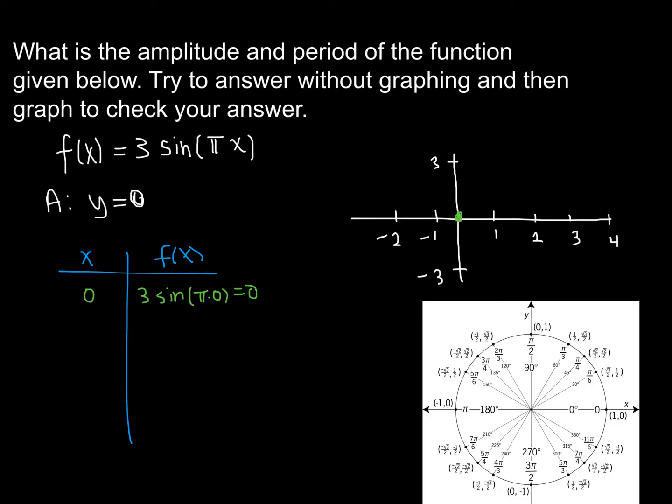All right, now let's move on to 1. You might be skeptical about plugging in 1 for x, but let's just trust that we can make some moves if we need to. Notice that we have this multiplication of pi over here, and so we should be okay. So we have 3 sine of pi times 1, which is just pi. Well, what is sine of pi? The sine of pi is 0. So again, I have 0, and my new point is here.